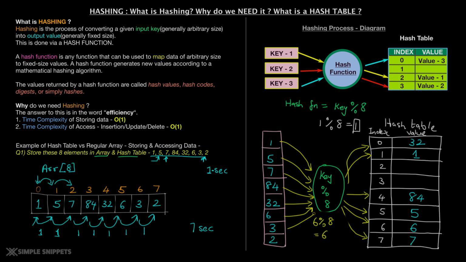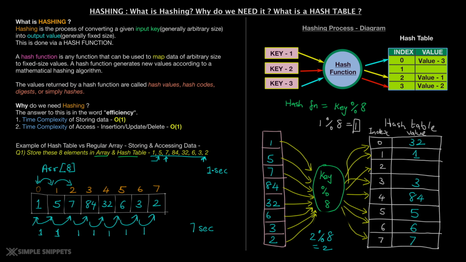Similarly, 3 is gonna be sent into this mod function and 2 is gonna be sent. So 3 mod 8 obviously is gonna be 3 itself. So 3 will be stored over here. And 2 modulo 8 is obviously gonna give you 2 itself. So 2 is also gonna be stored at index position 2.